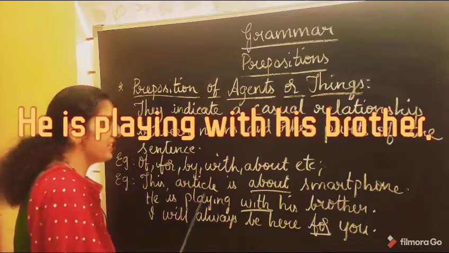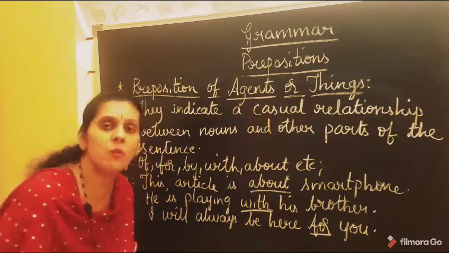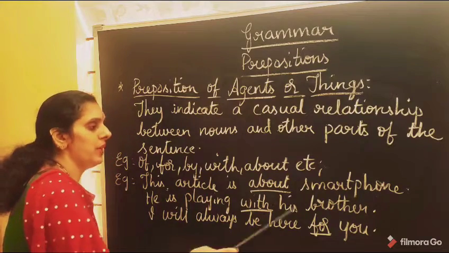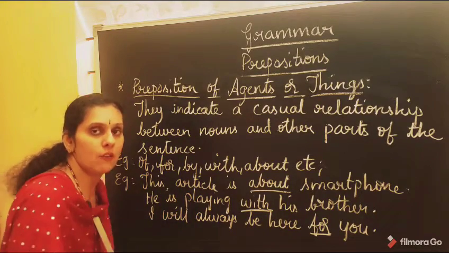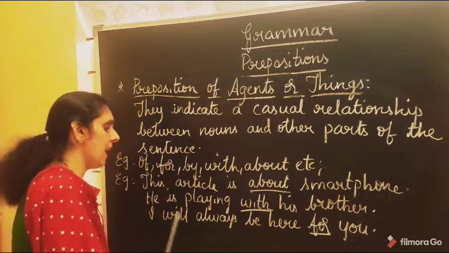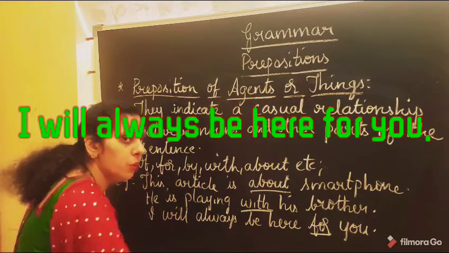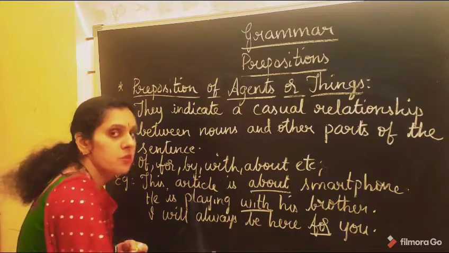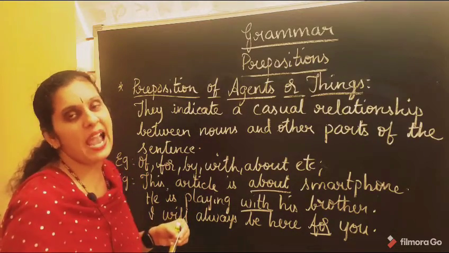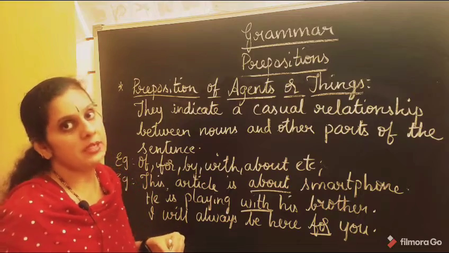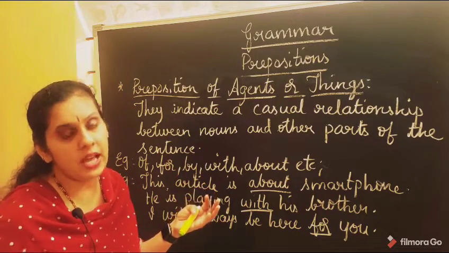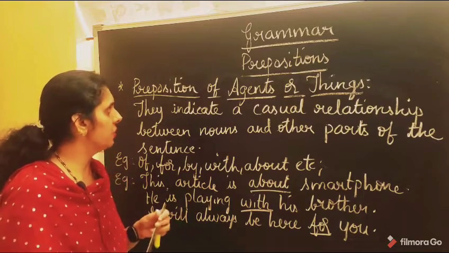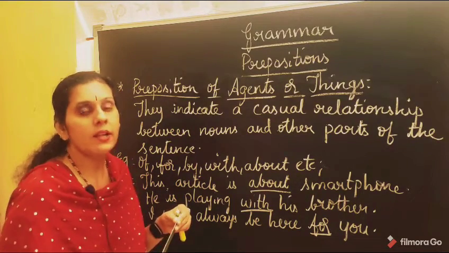Now see here. He is playing with his brother. With whom is he playing? He is playing with his brother. So this is the relationship between the noun and the other part of the sentence. Next, I will always be here for you. For whom will you always be here? For you. So this shows the causal relationship between the noun or pronoun and the other parts of the sentence. Hope you all have understood what is preposition of agents or things.